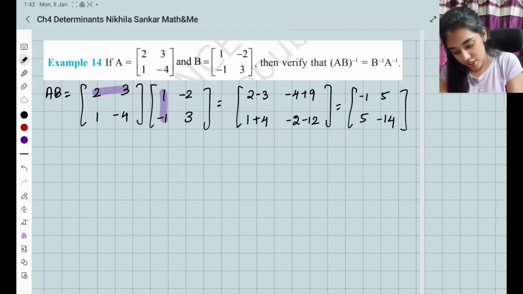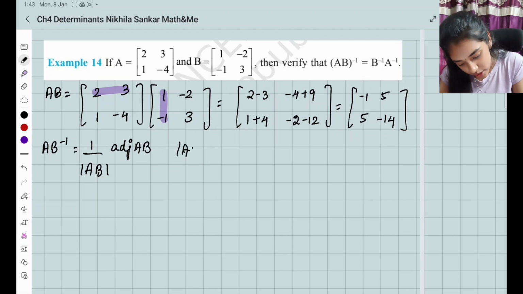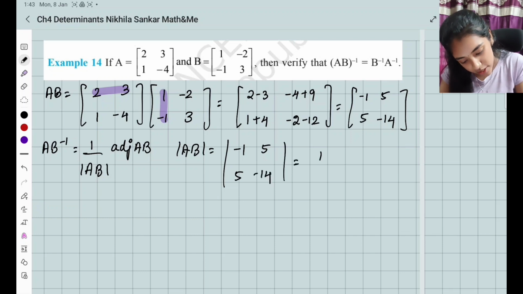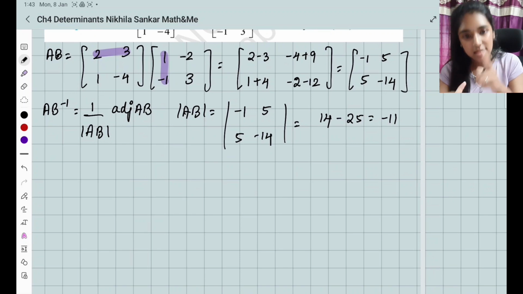So AB is found. Now AB inverse is going to be 1 by determinant AB times adjoint of AB. Yeah? So let me find out determinant AB. So determinant AB is going to be of minus 1 5, 5 minus 14. The determinant is going to be 14 minus 25. So this is going to be minus 11. Yeah? Determinant is minus 11. Now how do we find the adjoint? I need to find the minors first, then the cofactors, cofactor matrix, then the transpose of the cofactor matrix which is the adjoint matrix.